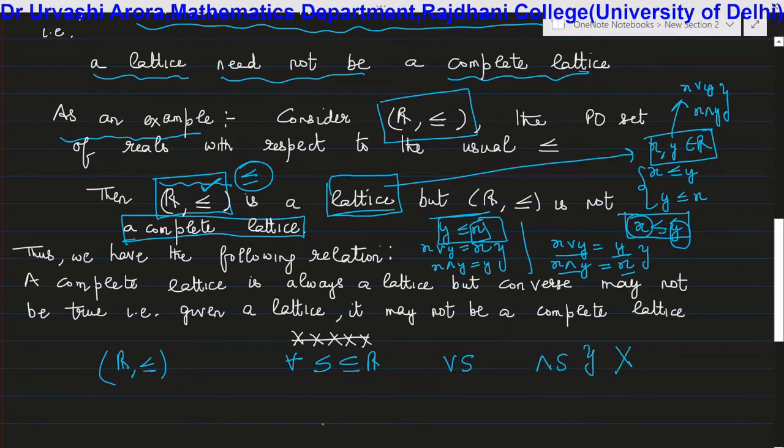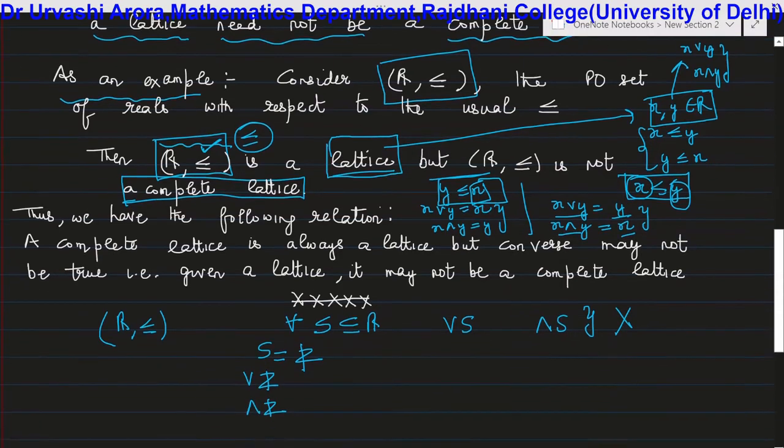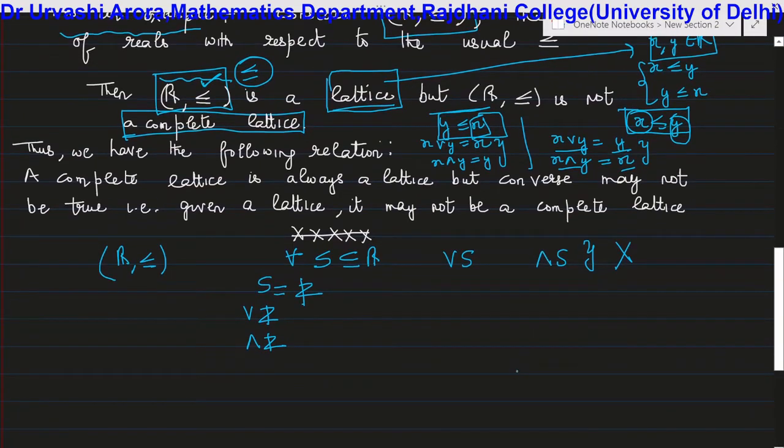This condition is not being satisfied because if you take S to be Z, the set of integers, then the join of Z and the meet of Z both do not exist in the lattice of real numbers. There was a video I made in this regard, that if P less than or equal to is a poset, then the join of P and the meet of P will be given by the top element and the bottom element respectively, provided the top element and the bottom element exist in the poset P.